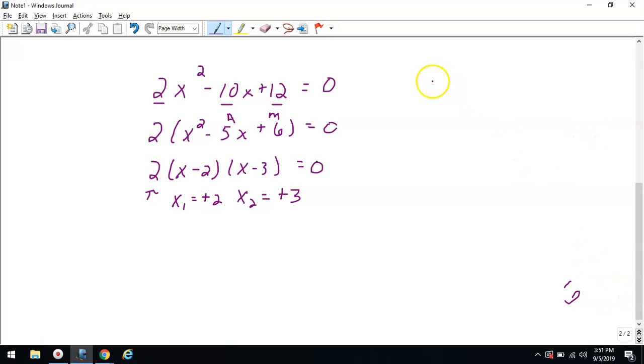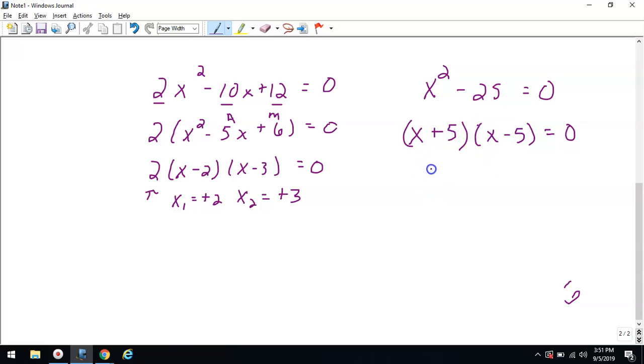Oh, the next one is just the difference of squares. So we have x squared minus 25 equals 0. Because x squared is just x times x, and 25 is just 5 times 5, and we're subtracting, we're going to get x plus 5 times x minus 5. So x sub 1 is going to be negative 5. X sub 2 is going to be positive 5 to solve that. All right.